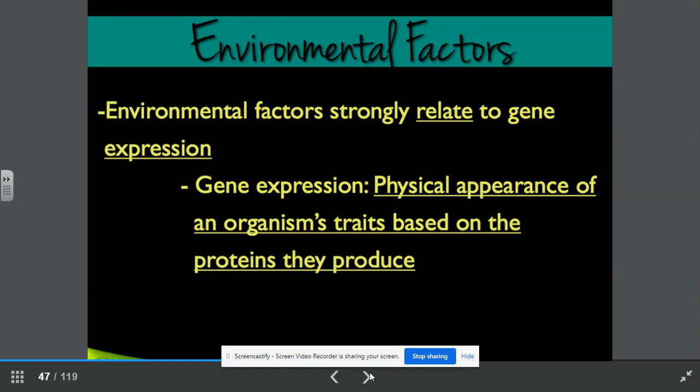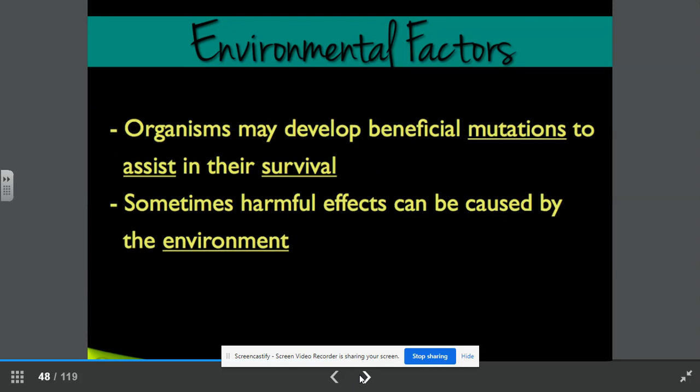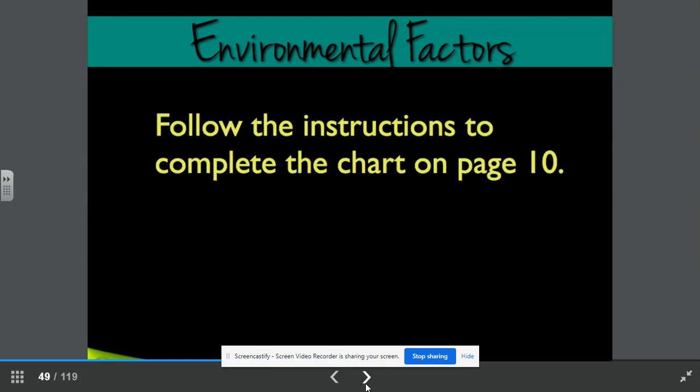Now let's talk about environmental factors. Environmental factors strongly relate to gene expression. Gene expression is the physical appearance of an organism's traits based on the proteins they produce. Organisms may develop beneficial mutations to assist in their survival. Sometimes harmful effects can be caused by the environment. In class, your teacher will explain how to complete the chart on page 10.